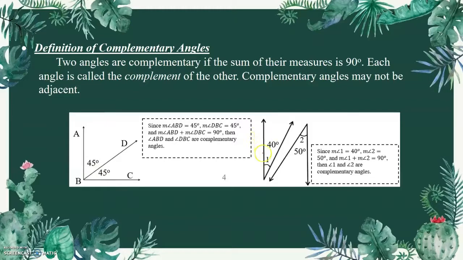Same with angle 1 and angle 2 here. Angle 1 measures 40 degrees and angle 2 measures 50 degrees. Now, adding the measure of angle 1 and the measure of angle 2 will get 90 degrees, meaning to say angle 1 and angle 2 are complementary angles. Okay, next.